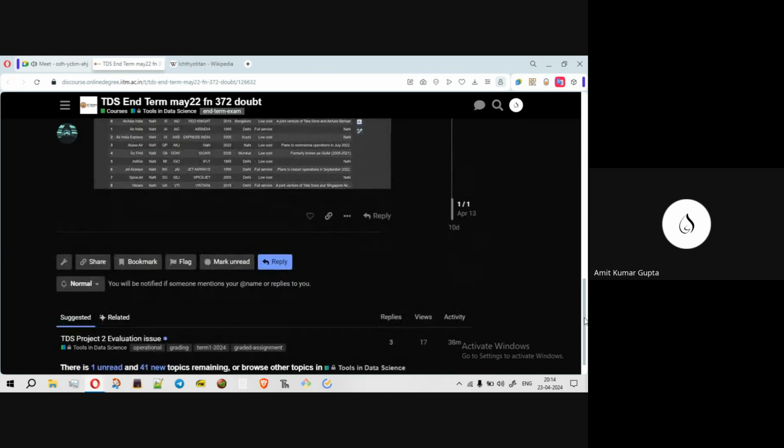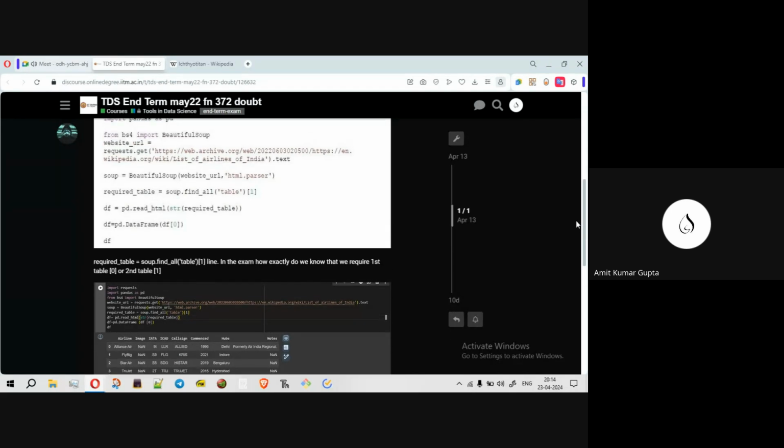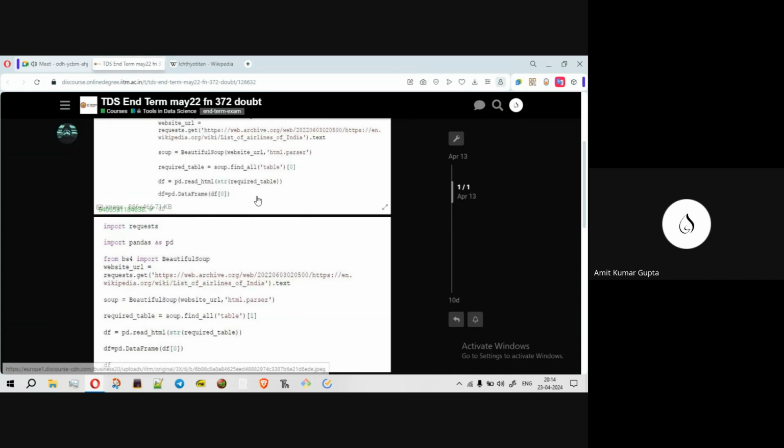there is no way for you guys to find out, because you don't know about the structure of Wikipedia or any other website, and archive.org. So yeah, you can choose any of the options. There is no way to find which table is correct, zero or one.